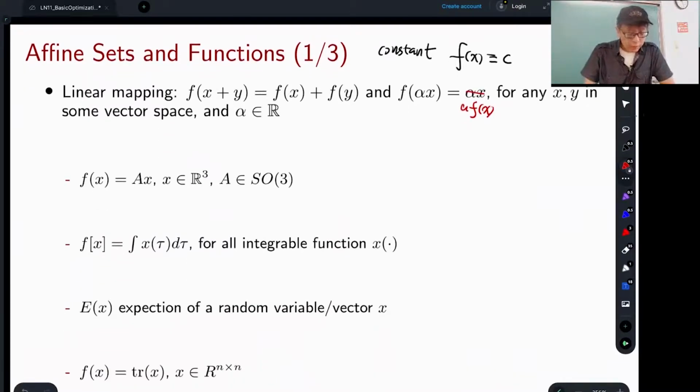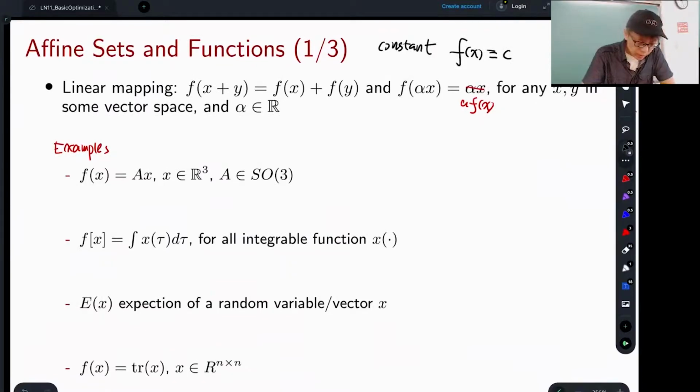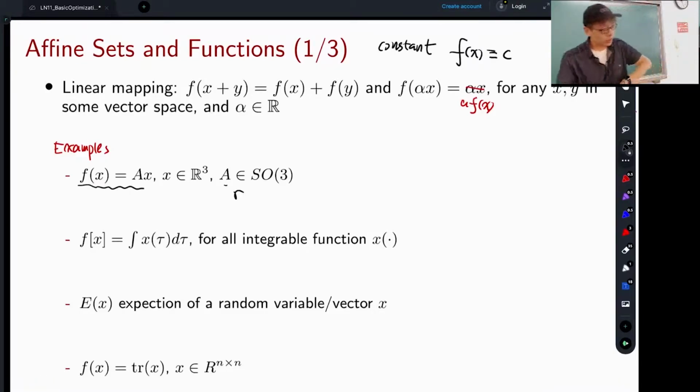So the first type of functions, those are examples, by the way. I don't think that covers everything. There are some examples. So this is a linear function. It's a matrix times a vector. It's a linear function of that vector variable. In this case, I say A is a rotation matrix. This is a rotation matrix, but it doesn't matter. That means the rotation operator is also a linear operator.